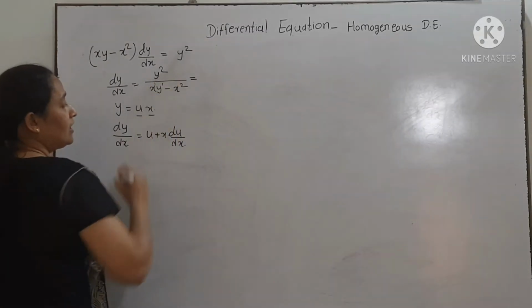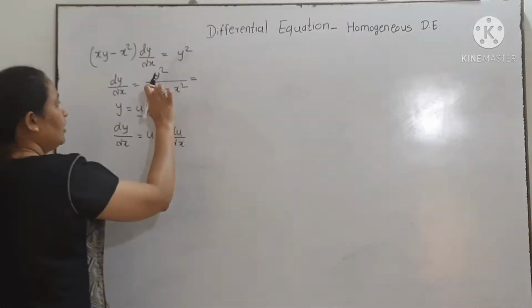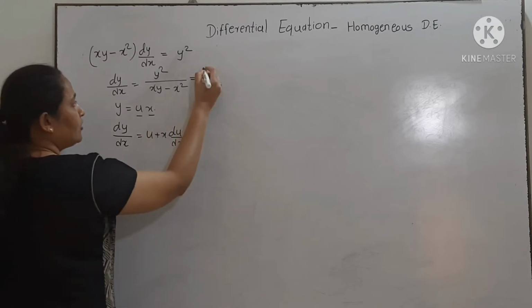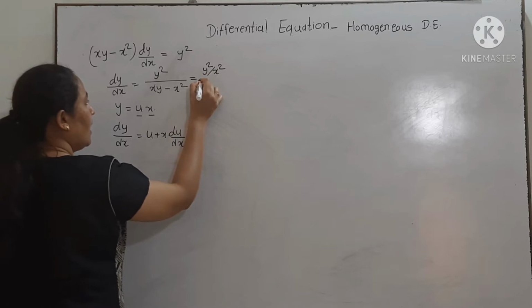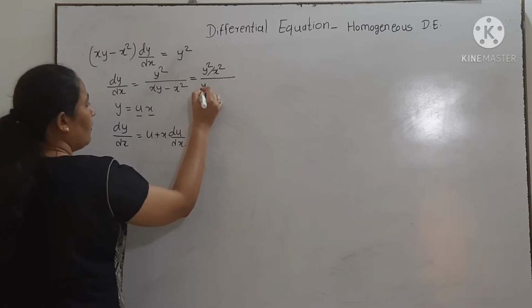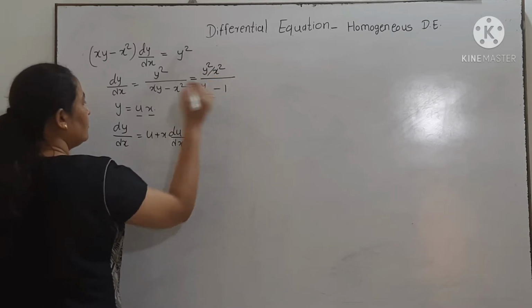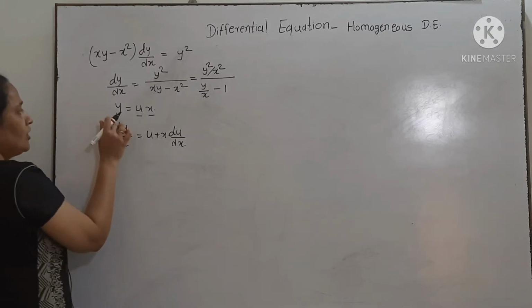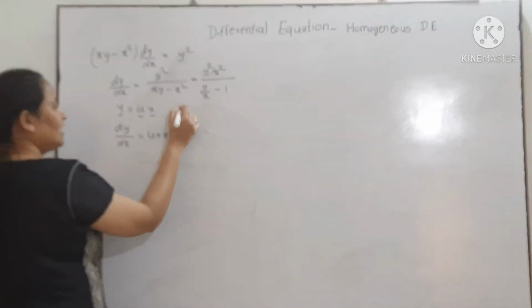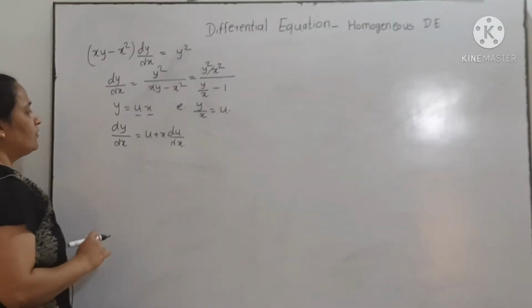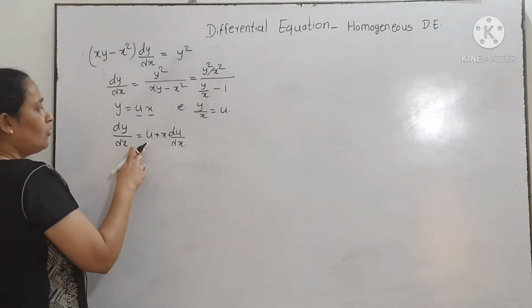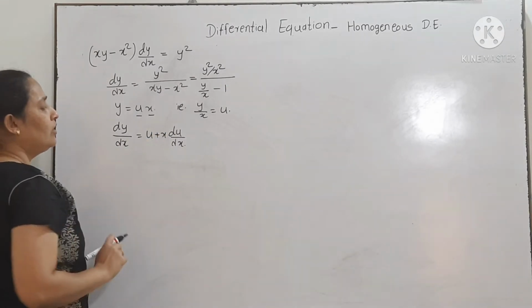The same equation can be written as, if I divide numerator and denominator by x square, y square upon x square upon y upon x minus 1, and if we use the substitution y is equal to ux, that is nothing but y upon x is equal to u. If we use this substitution, dy by dx will be what? u plus x into du by dx.